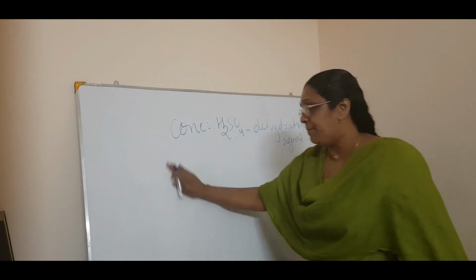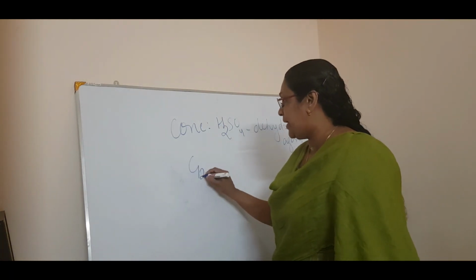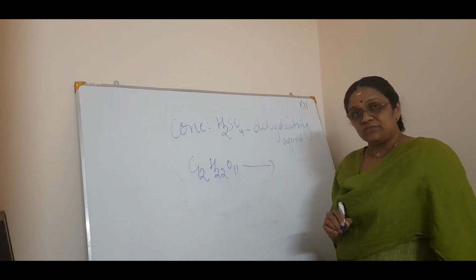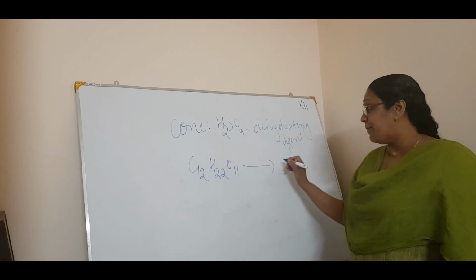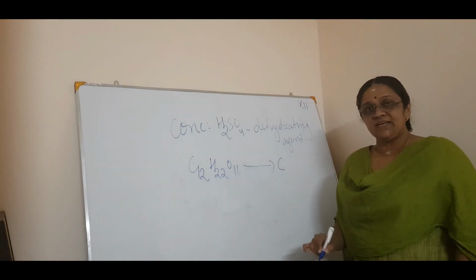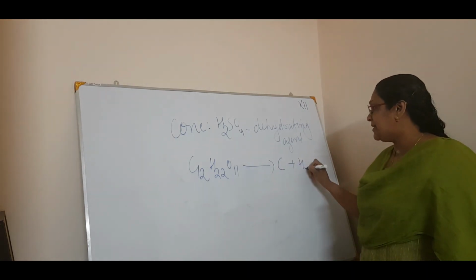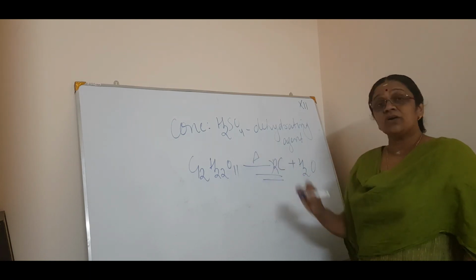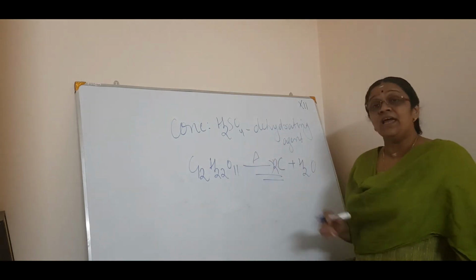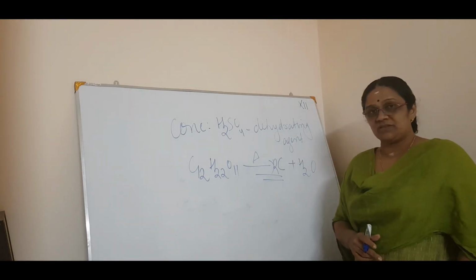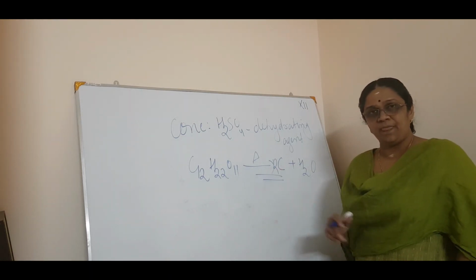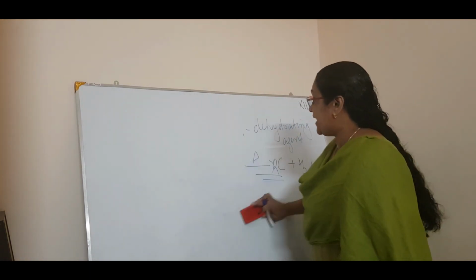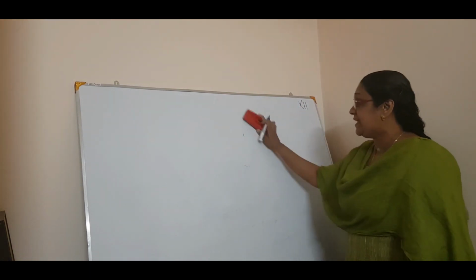For example, sugar, C12H22O11. Charring of sugar means it will form black carbon. If sugar is treated, you will get black carbon plus water. This is an example of concentrated sulfuric acid as a dehydrating agent. It's very easy. And the last reaction is sulfuric acid acting as an oxidizing agent.